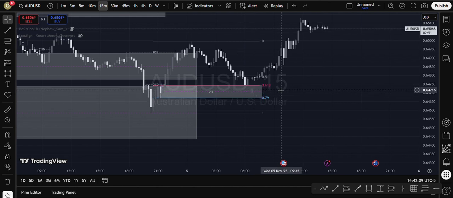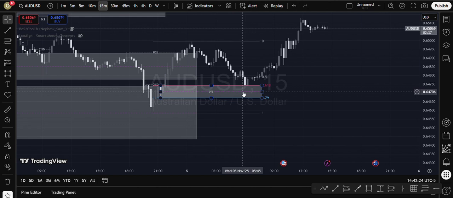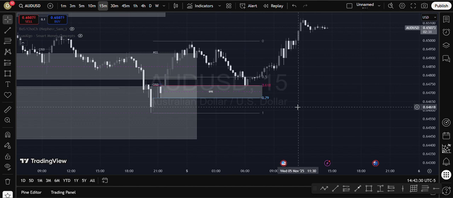So two options that you usually have: if the OTE is not very big, what you can consider is you can start from the top, from the 0.618. But if it is very big, you can decide to have it at the midpoint, at the consequent encroachment level. All right, so at the midpoint of that particular block.